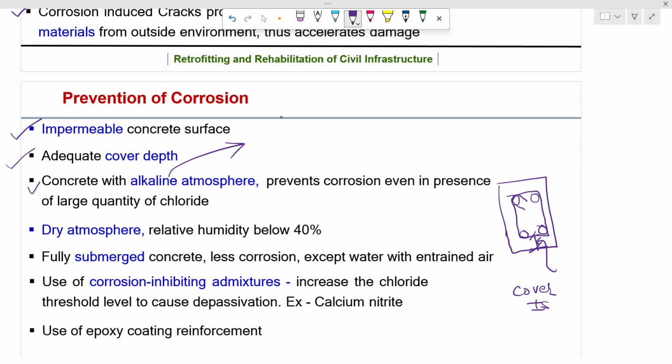We know that due to the alkaline nature, the iron oxide layer is there. So alkaline nature is very important. In a dry atmosphere, meaning water availability is less, with relative humidity below 40%, again water availability will not be there, and hence it prevents corrosion. Then in fully submerged concrete, there is also less corrosion, except for water with entrained air. Also you can use corrosion inhibiting admixtures, there are different admixtures available, like calcium nitrite. Also you can go for epoxy coating of the reinforcement, so you can either coat the reinforcement or coat the concrete also.